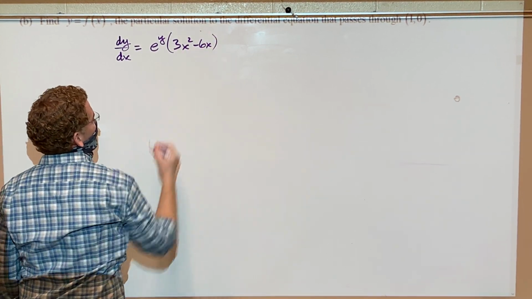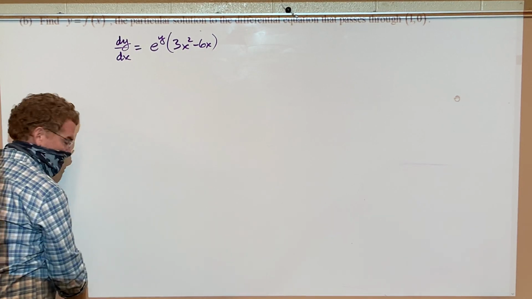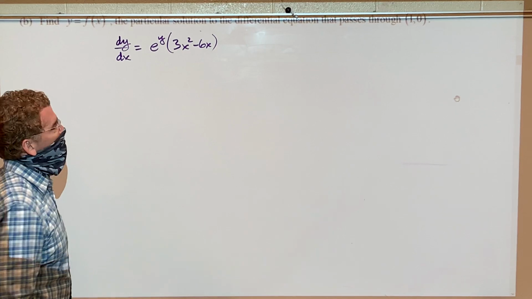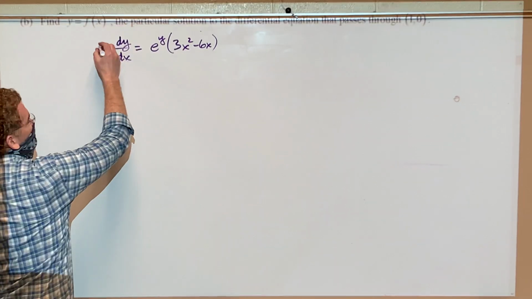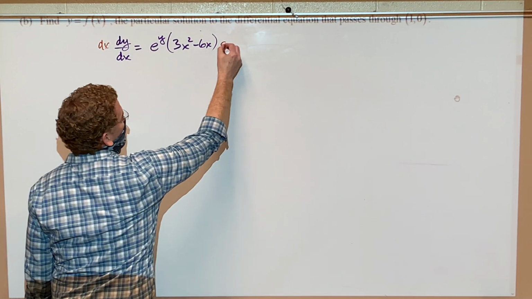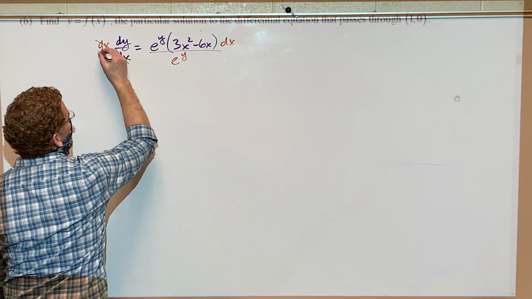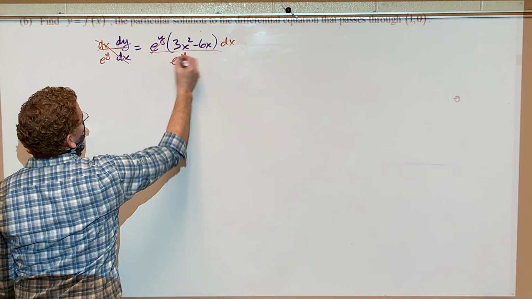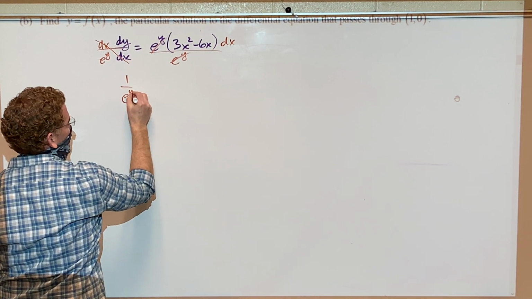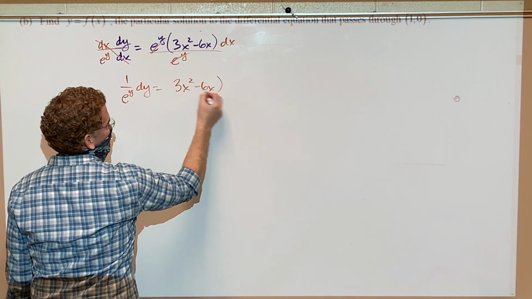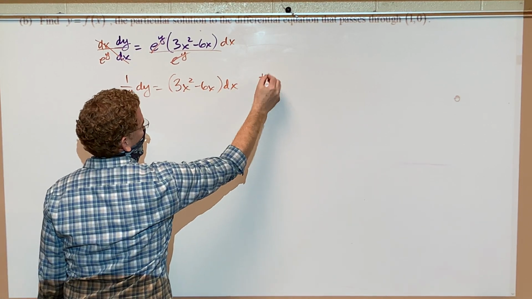Any ideas? Just move everything, divide by e to the y and multiply by dx. So multiply by dx, divide by e to the y, and I get 1 over e to the y dy, 3x squared minus 6x dx, plus 1, right there.